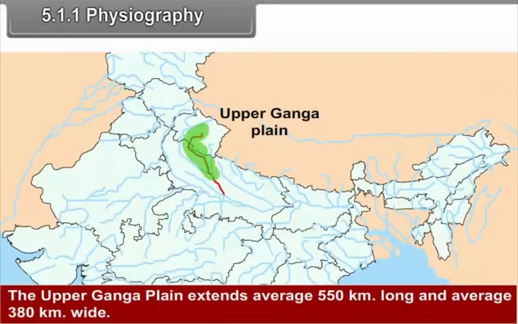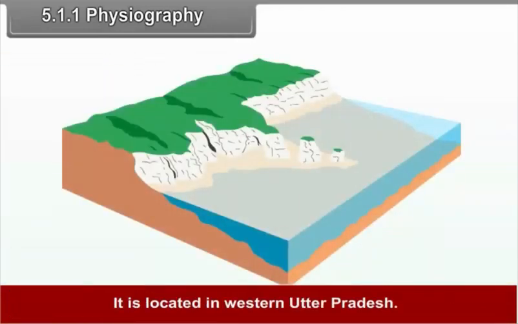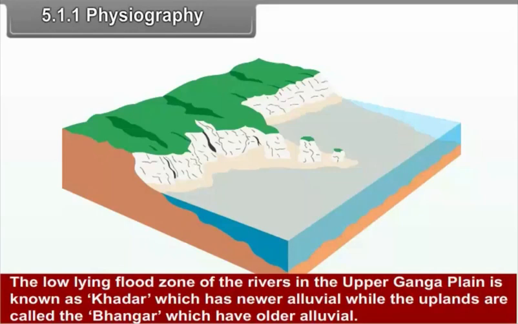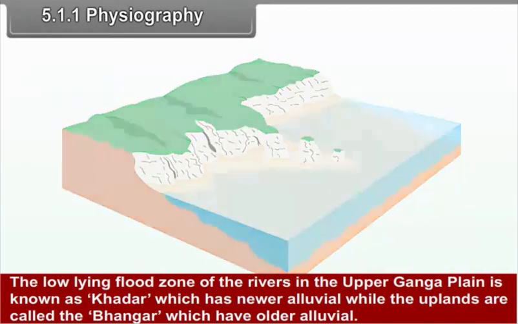The Upper Ganga Plain extends an average of 550 kilometers long and 380 kilometers wide. It is located in western Uttar Pradesh. The low-lying flood zone of the rivers in the Upper Ganga Plain is known as Khadar, which has newer alluvial, while the uplands are called the Bhangar, which have older alluvial.